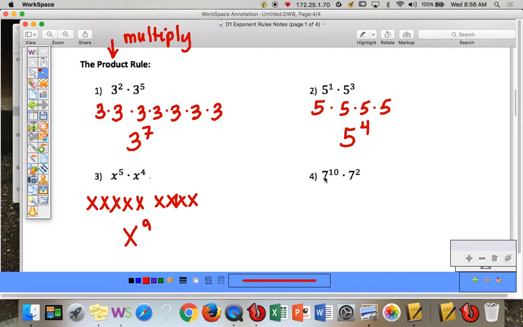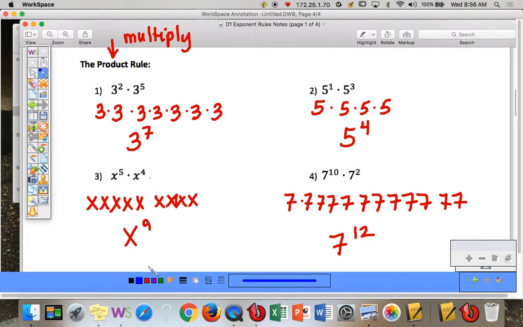Here the base is 7, the exponent is 10. So I could write out 10 of these. I'm not going to put a dot in between. 1, 2, 3, 4, 5, 6, 7, 8, 9, 10, and 2 more. So this is 7 to the 12th. So we're looking for a shortcut. In other words, how can we skip the expanding part? How can we go right from the expression to its simplified form? So that's what we're looking for.